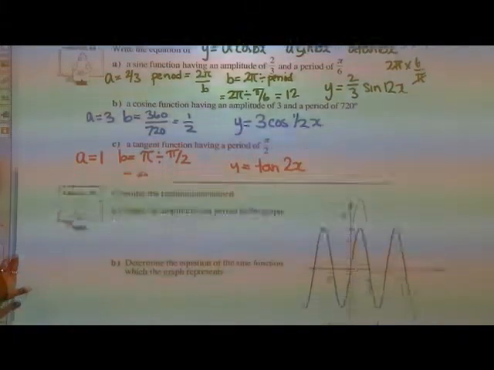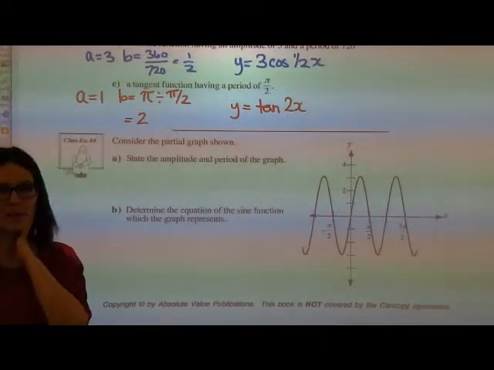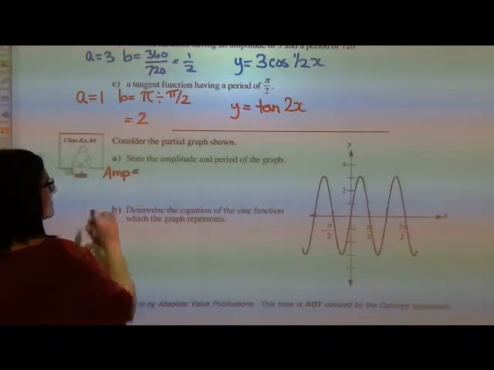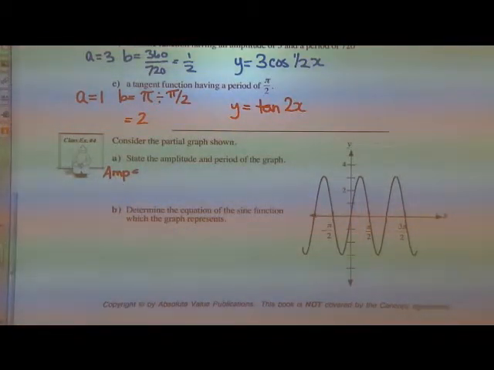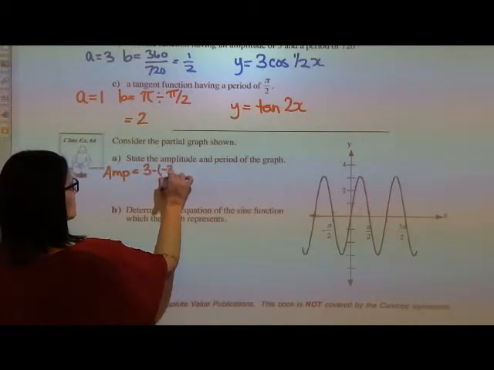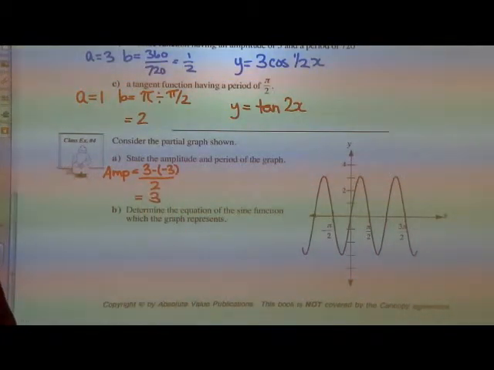Okay, if I look at class example number 4. This is a partial graph of a function. We want to state the amplitude and the period. So what is the amplitude? 3. How'd you get 3? Well, it goes from positive 3 to negative 3, and then divided by 2. So max minus min divided by 2 gives me 3. Period.